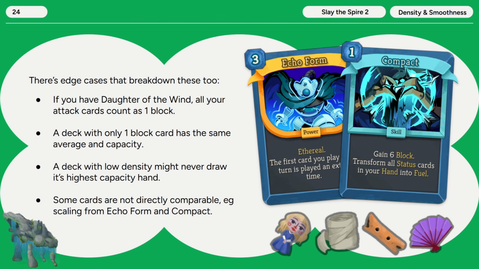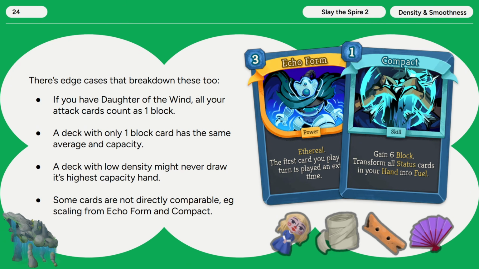And then straight up, some cards are not directly comparable. Echo Form and Compact, they both improve your scaling. Echo Form doubles the first card you play each turn. It's effectively card draw and energy every single turn. And it gives you the option to double your biggest effect every turn. So it maximizes your output. It takes the best thing you can do and does it again. Compact transforms all the statuses in your hand into fuel.